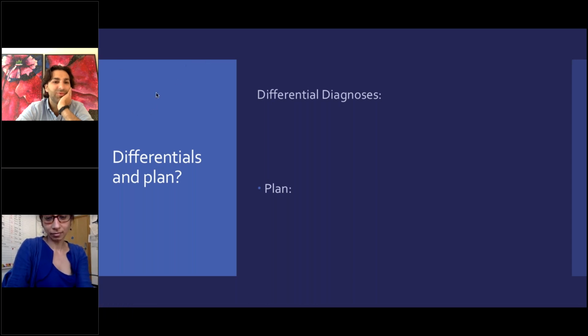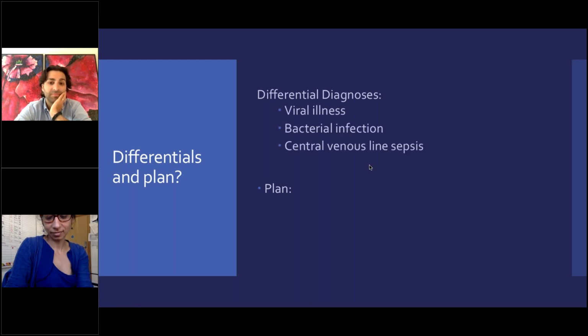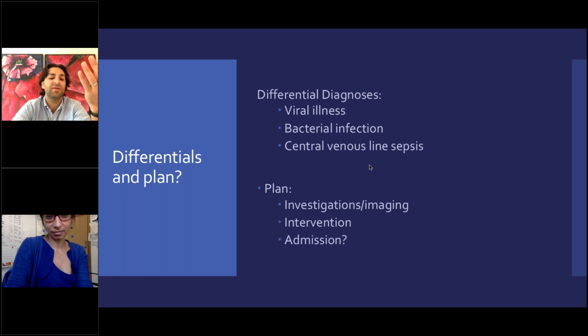Claire Miller on the ball, straight to it with line sepsis. The Claires are on fire. Yes, you worry about line sepsis, but really in a 2-year-old, the differential is normally, without a line, viral illness, possible bacterial infection. But here we are worried about CVL sepsis. That's our main concern, and that's how we're going to treat them. What would you do, though, in terms of investigation, imaging, intervention, and would you admit them? Would you admit every one of them?